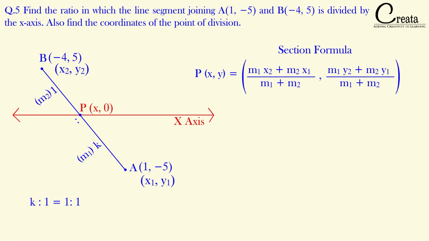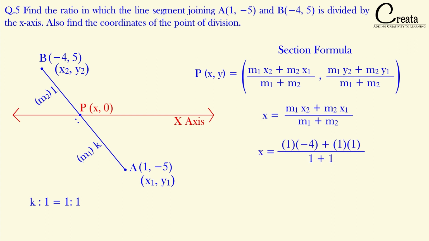And we know the coordinate of point P is x, 0, which means we have to find the value of x. Let's apply the section formula. We got x is equal to (m1 x2 plus m2 x1) upon (m1 plus m2). We know all the values. Let's put them in. On solving, we got x as -3 by 2. This means the coordinate of point P, that is x, 0, will be equal to -3 by 2, 0. This is the answer to this question. Okay, got it?